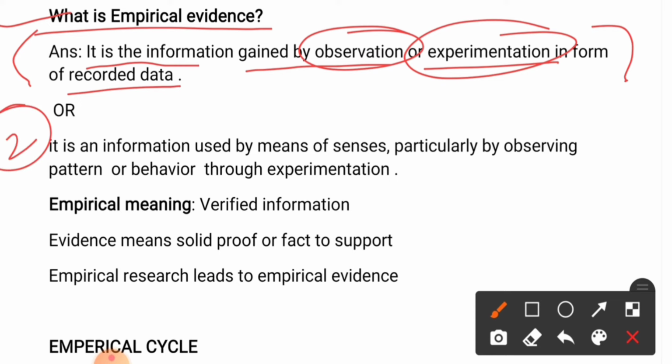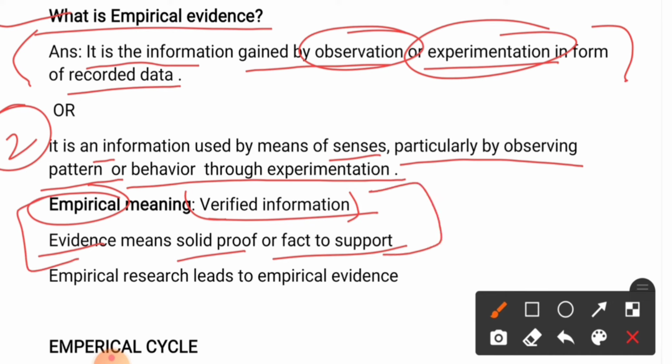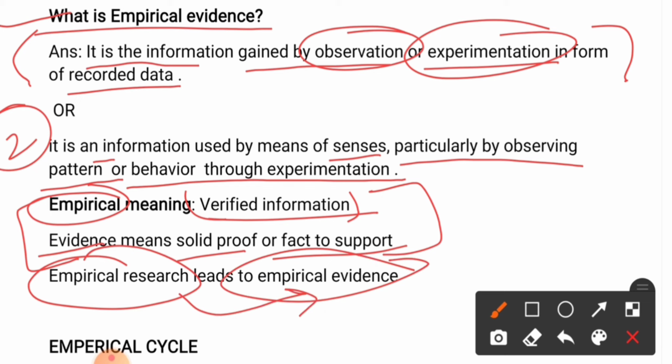And the second definition of empirical evidence is information used by means of senses, particularly by observing the pattern or behavior through experimentation. If you look at the meaning of the word empirical, empirical means verified information, and evidence means solid proof or fact of support. If you combine these two, you get the complete meaning: a verified information which acts as a solid proof or a fact to support something. That is known as empirical evidence. And empirical research also leads you to empirical evidence.